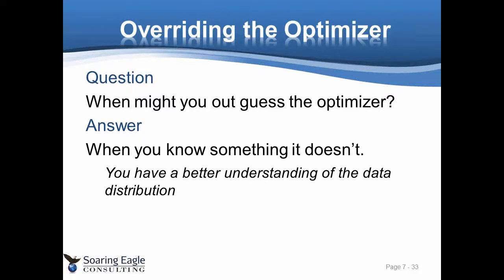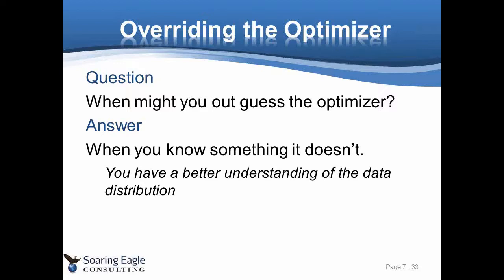Overriding the optimizer. In the past, when we put this together, we always had examples of when we could properly outguess the optimizer. And what we found was that with each new release of the server, and remember we wrote this back in the 6.5 and 7.0 days, the optimizer got smarter and our suggestion didn't work.